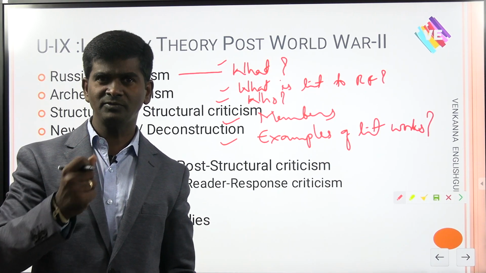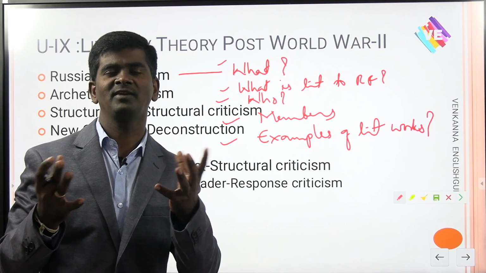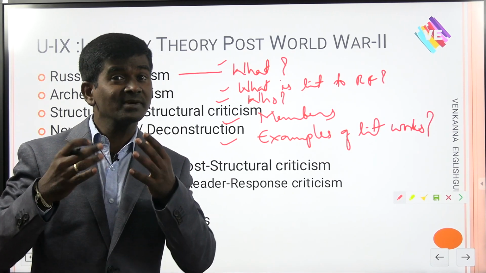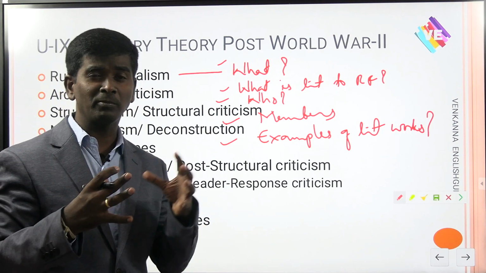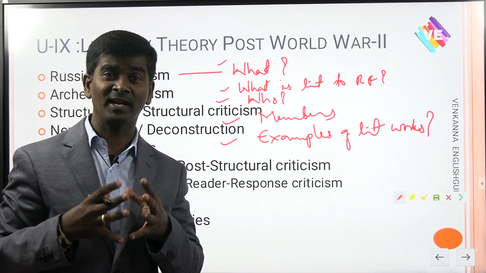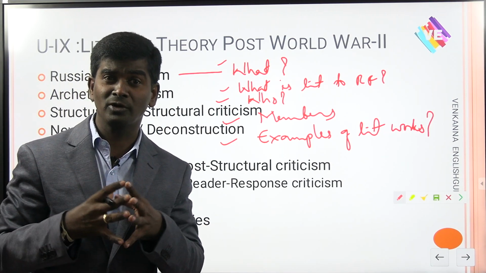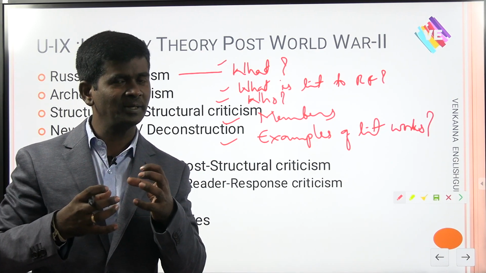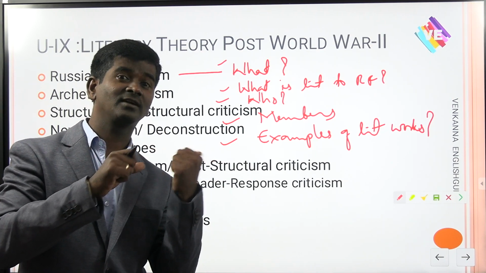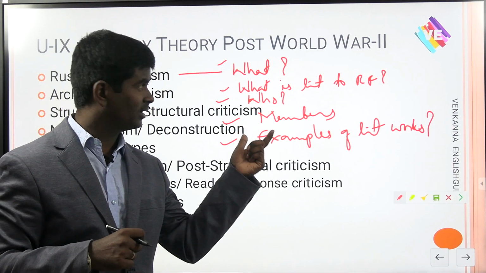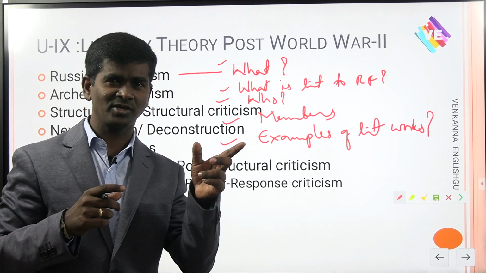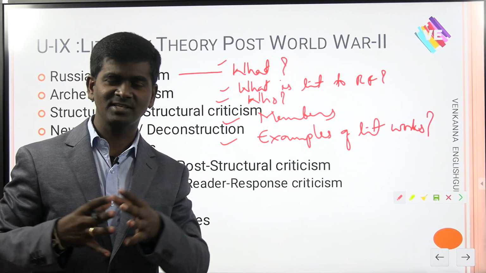Russian formalism believes that literature is a specialized kind of language. Next, who proposed it? Victor Shklovsky, Jan Mukarovsky, René Wellek, Vladimir Propp, Roman Jakobson. All these are the people who became a part of this Russian formalism. Next, it became popular in Russia and it is also called the Prague Linguistic Circle.